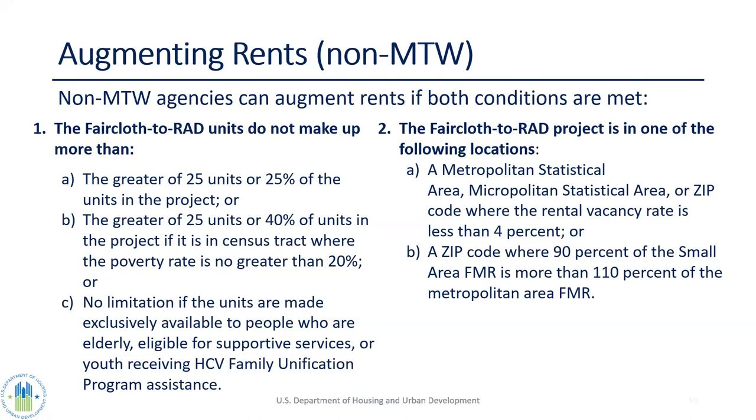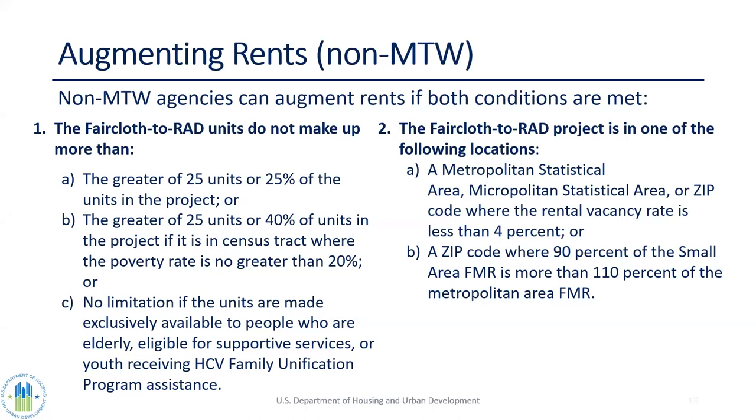However, due to fluctuations in local markets, if the vacancy rate for any of those 3 years is less than 4%, then the property will meet this criteria. Alternatively, if the small area FMR, as compared to the metro FMR, this comparison is a bit more straightforward. And if the property meets this second condition, they'll be eligible for the rent augmentation. This is also an eligibility check that we're building into the RAD resource desk to be automatic.